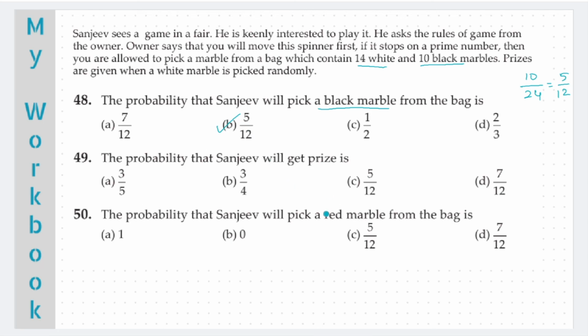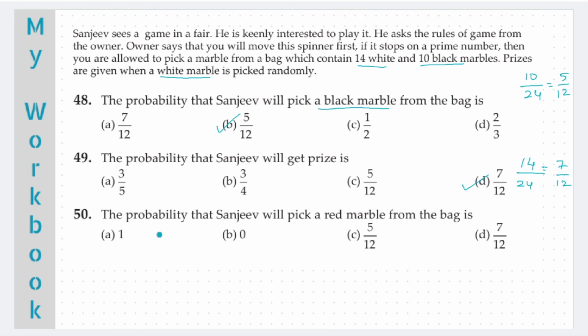49. The probability that Sanjeev will get a prize. Sanjeev gets a prize whenever he picks a white marble. So what is the probability of picking a white marble? Number of white marbles is 14 and total number of marbles is 24. So this will be 7 by 12. So option D, 7 by 12 is the correct answer.